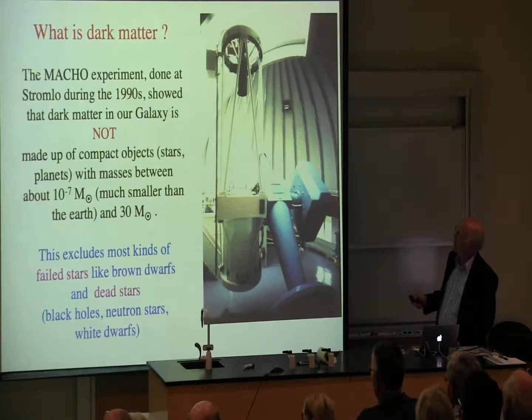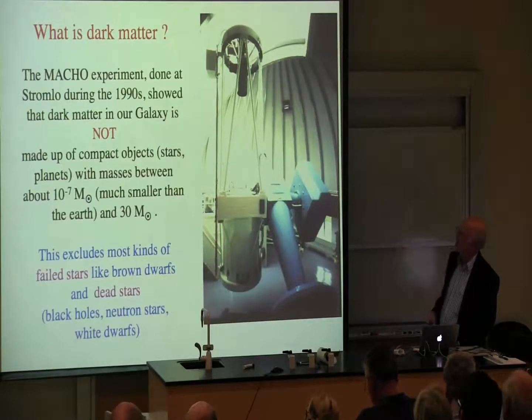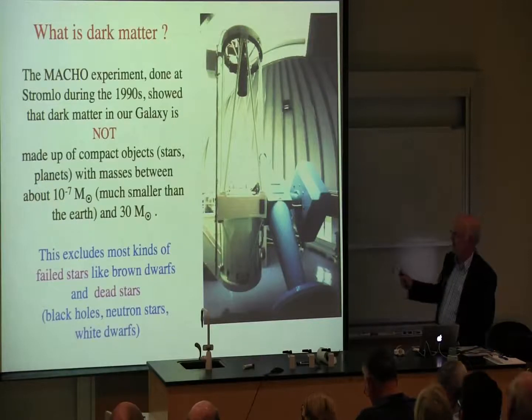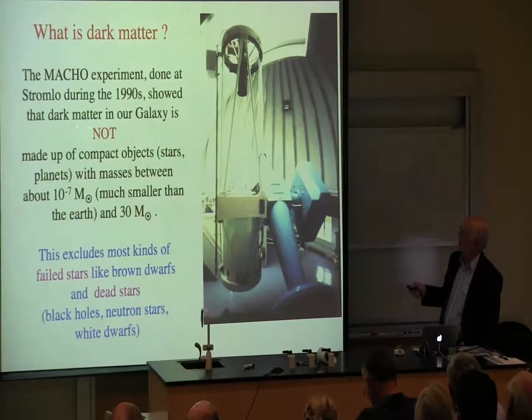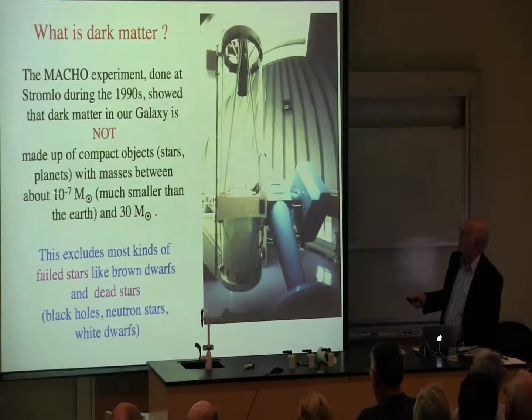We did an experiment at Mount Stromlo in conjunction with people at Livermore called the MACHO experiment. We were looking at stars in the Large Magellanic Cloud, that's the nearest galaxy to us, and trying to detect the gravitational effect of lumps of dark matter passing between us and stars. And we found a few of those, but not nearly enough. And we were able to show that dark matter in our galaxy is not made of compact objects, stars or planets, nothing with masses between about 10 to the minus 7 of the mass of the Sun, that's smaller than the Earth, and about 30 times the mass of the Sun.